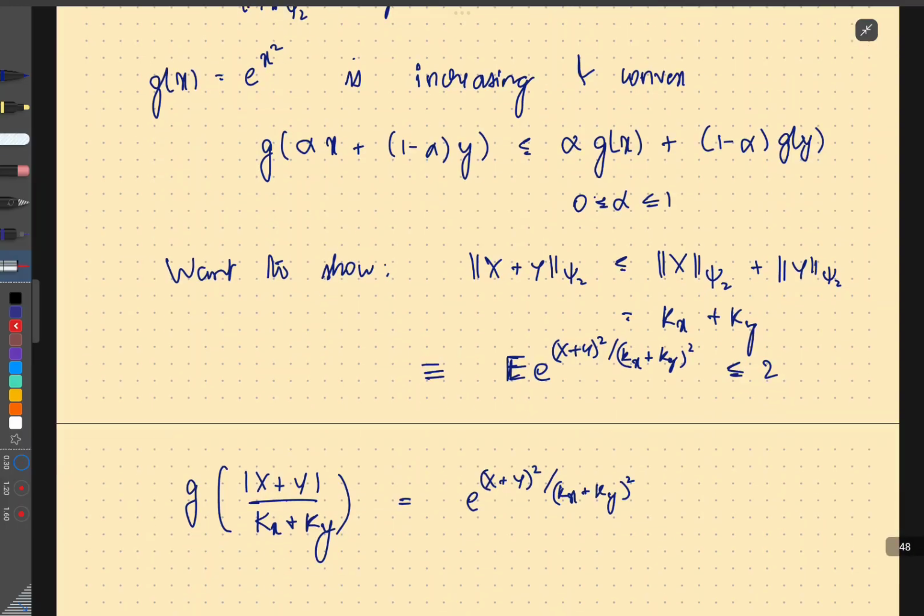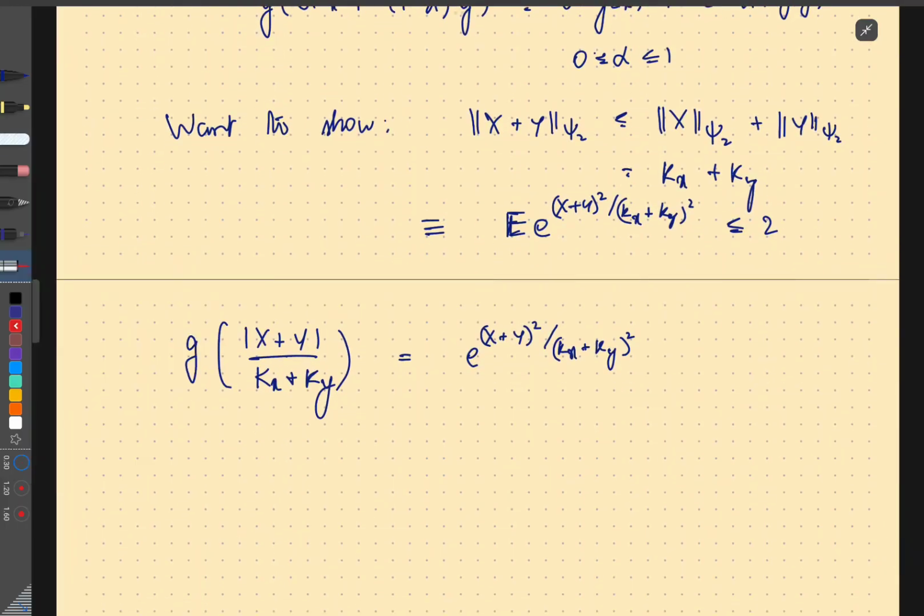So my goal is to show that the expected value of g of x plus y by kx plus ky is less than or equal to 2. I need to show a bunch of steps. I know that g is monotone, and I know that mod of x plus y is less than or equal to mod x plus mod y. So this is less than or equal to g of mod x plus mod y divided by kx plus ky.